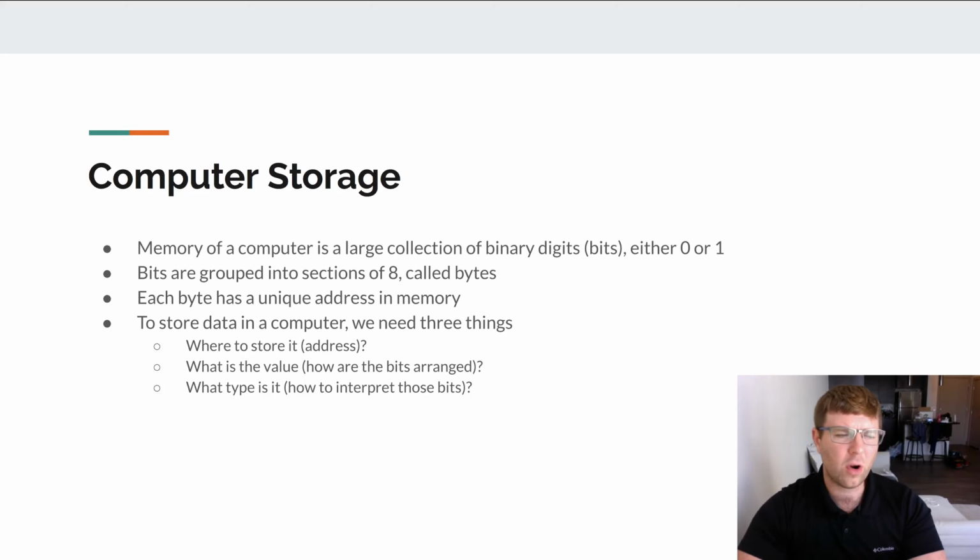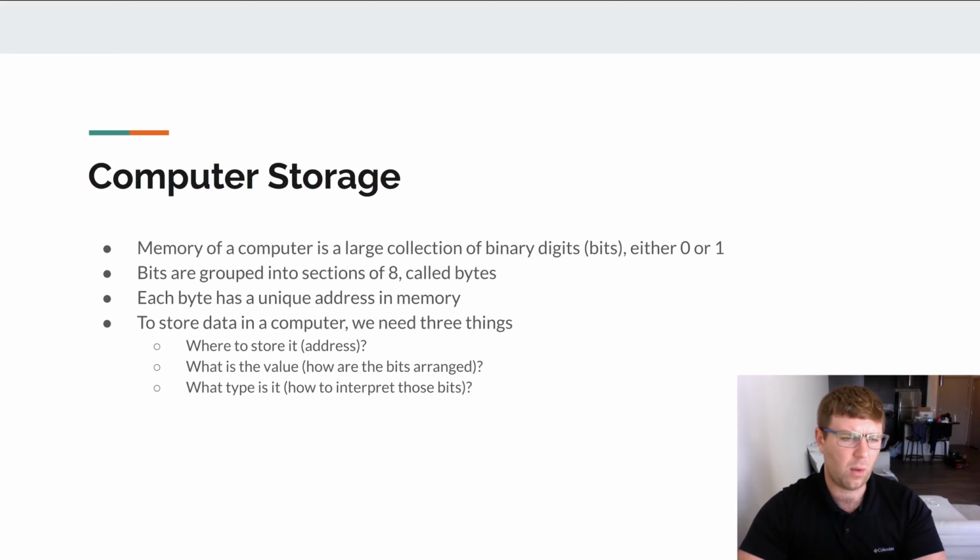So in order to store data, like my variables 1, 2, 3, and 4, in the computer, we need 3 things. We need where to store it, what is the value, and what is the type. And so that's kind of where the int came from that you saw before. But in this course, we're going to talk about those last two.